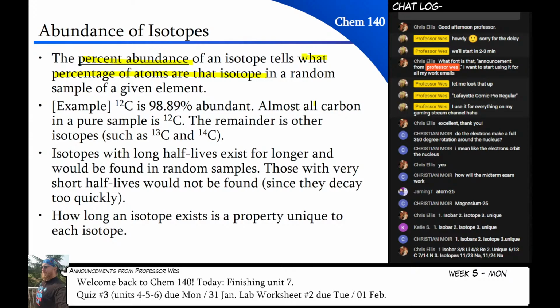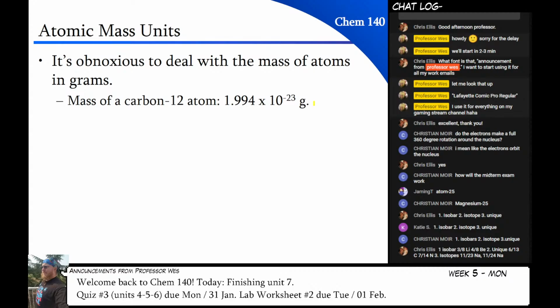There is a chance that other places in the universe could have different isotopic abundances, so their periodic tables would be different than ours, because we're going to use these abundances to calculate atomic masses in just a second.